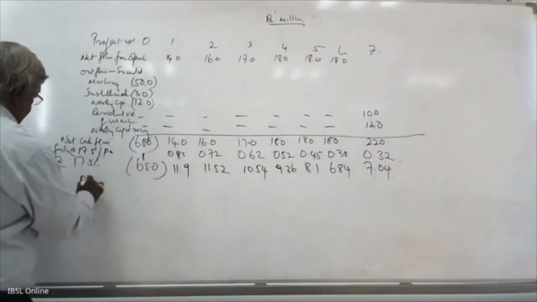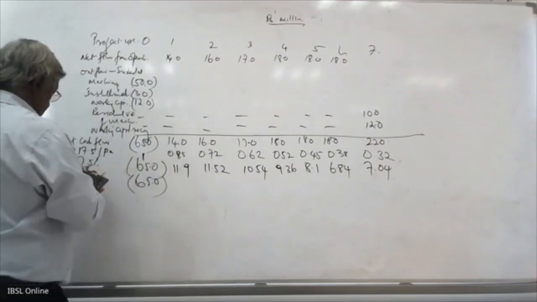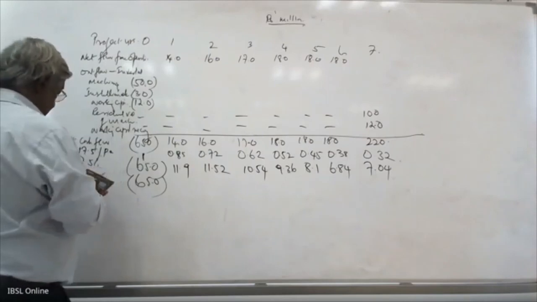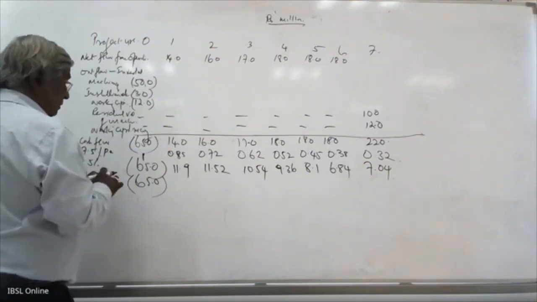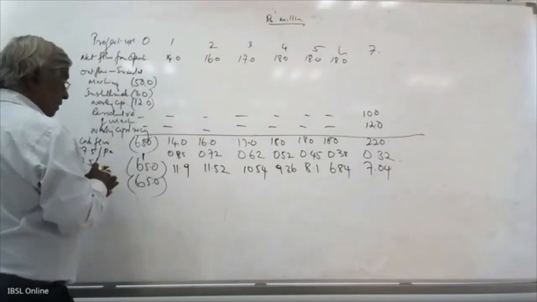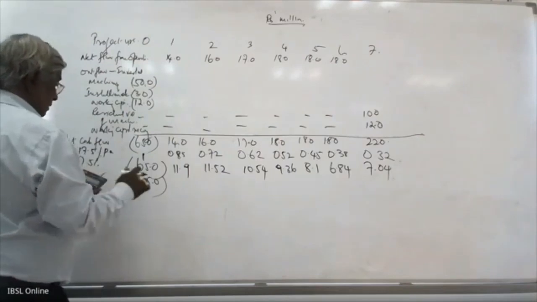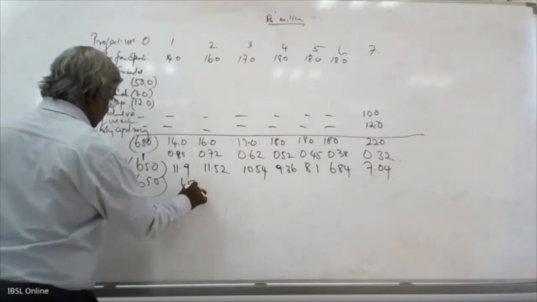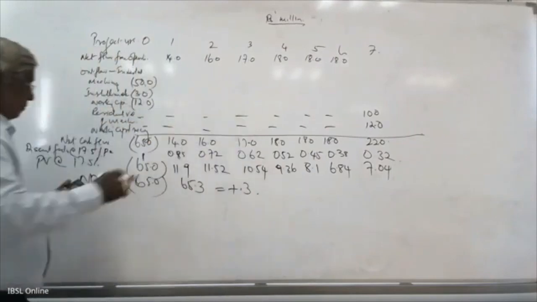Now, NPV is equal to minus 65.0, then plus 11.9 plus 11.52 plus 10.54 plus 9.36 plus 8.1 plus 6.84 plus 7.04. 65.3. So this is equal to plus 0.3, the NPV.